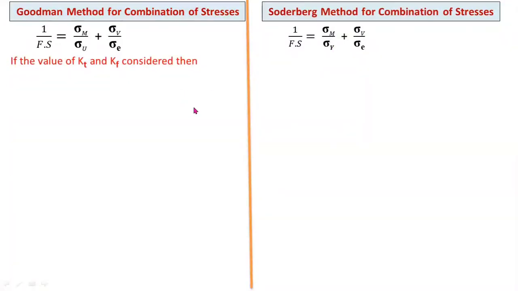If we are considering the theoretical stress concentration factor Kt and fatigue stress concentration factor Kf, Kt is the theoretical stress concentration factor, Kf is the fatigue stress concentration factor. Considering these two values, the formula is 1 by Fs equals sigma m into Kt by sigma u plus sigma v into Kf by sigma e into load factor, size factor, surface factor, miscellaneous factor.